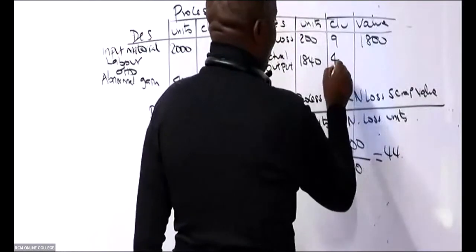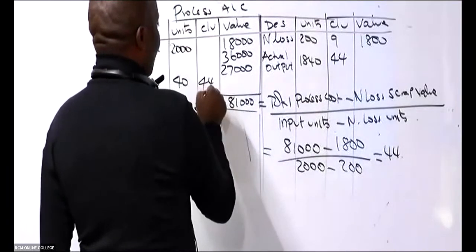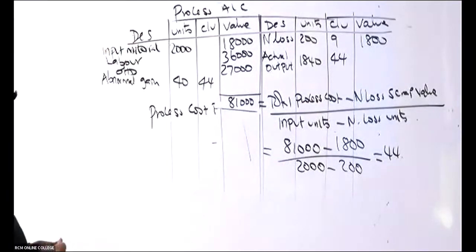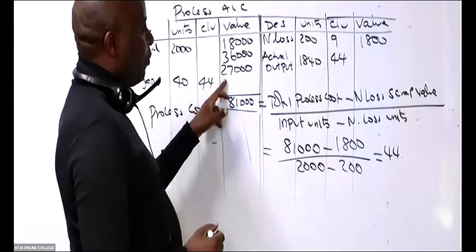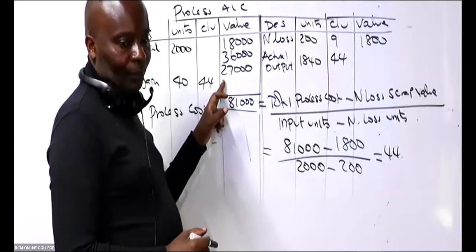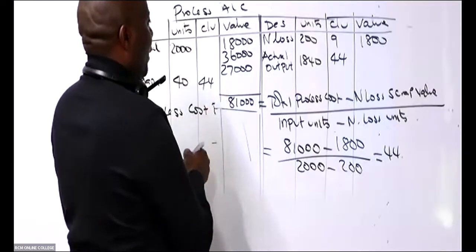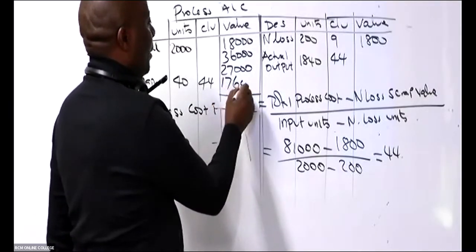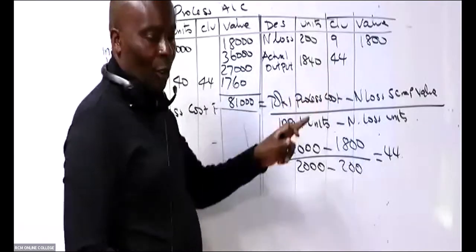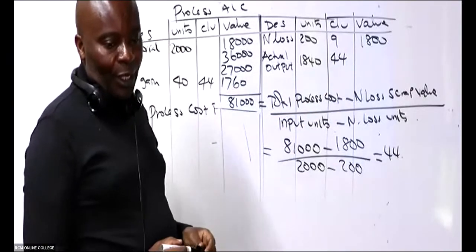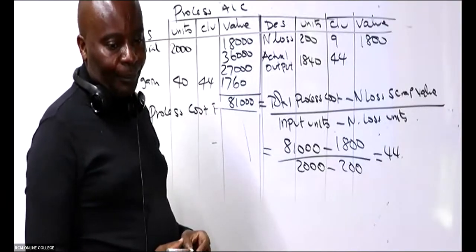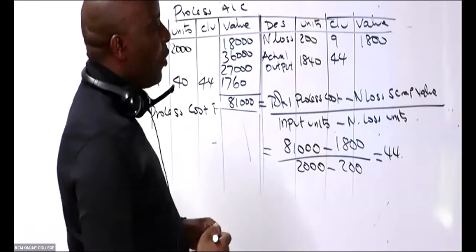So this 44 is what you put there and here. That is what you put there and like that. So then you multiply. So 40 times 44. Can somebody give me this 40 times 44? How much are we getting here? 1760, I'm told. And then we have 1840 times 44. 80,960.